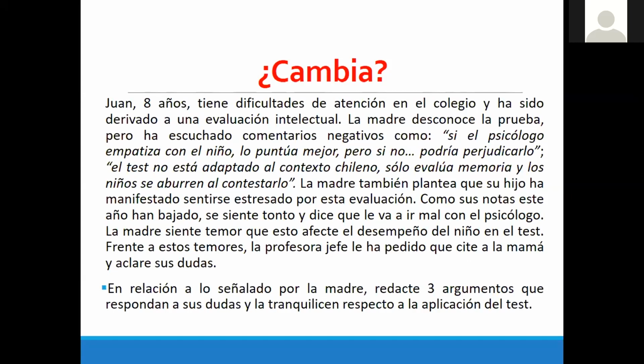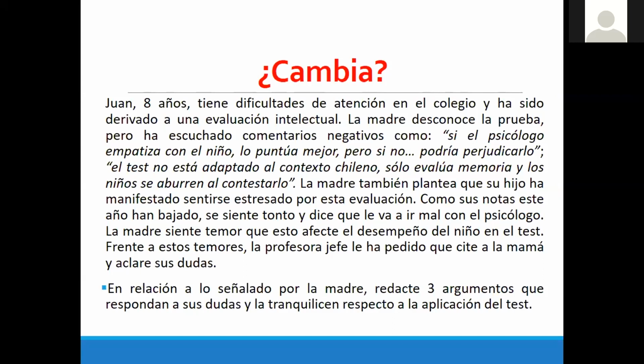La madre también plantea que su hijo ha manifestado sentirse estresado por esta evaluación, como sus notas este año han bajado, se siente tonto y dice que le va a ir mal con el psicólogo. La madre siente temor que esto afecte el desempeño del niño en el test. Frente a estos temores, la profesora jefe le ha pedido que cite a la mamá y aclare sus dudas. Y la pregunta dice: En relación a lo señalado por la madre, redacte 3 argumentos que respondan a sus dudas y la tranquilicen respecto a la aplicación del test.